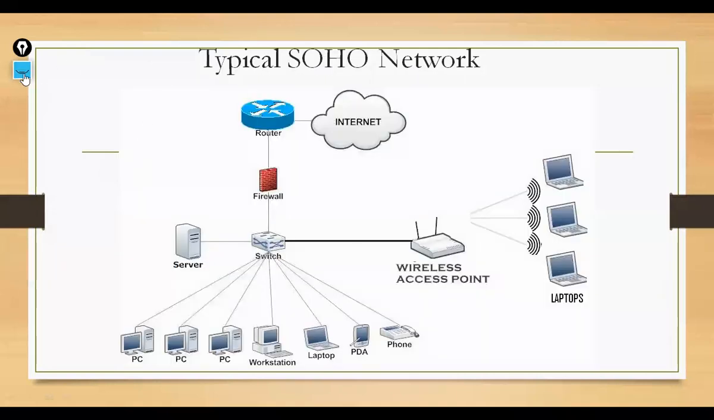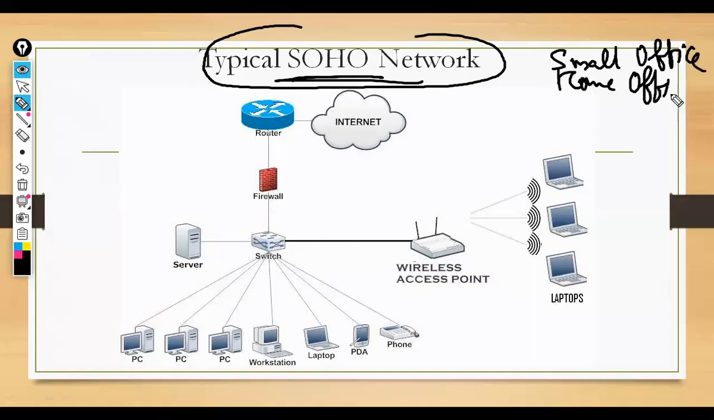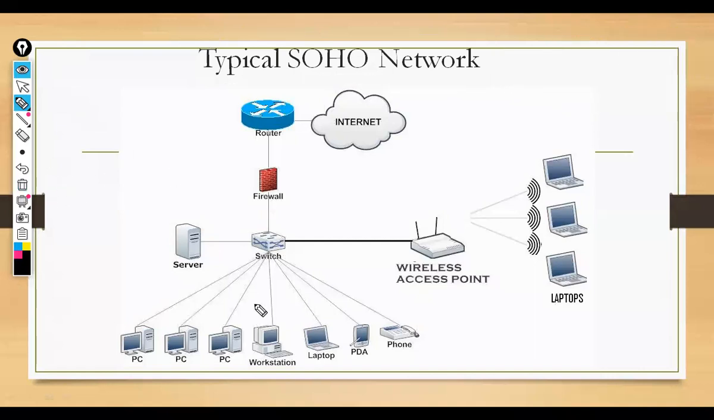Now I'm going to teach you. So this is the typical SOHO network. SOHO means small office, home office. So it means the typical home network. That's it. Now suppose we have computers of the small office type, where you have, say, 10 to 20 machines maximum.